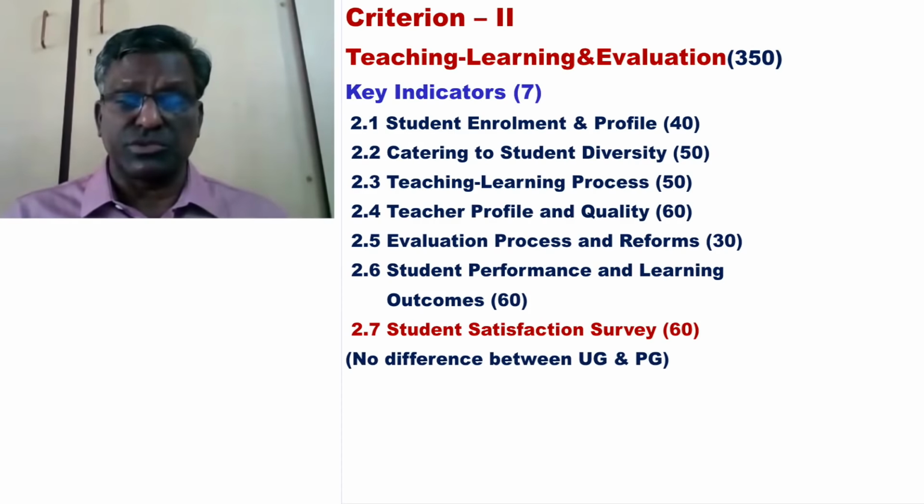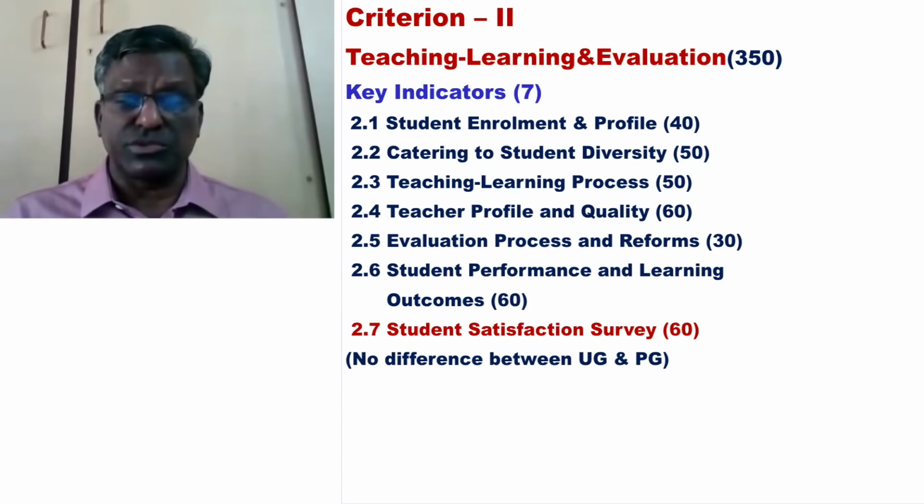An undergraduate college is not expected to do higher order research, whereas universities are supposed to do good quality research, so therefore this differential treatment. So criterion 3 is research, innovations, and extension. In fact, there are 7 criteria, but 2 do not apply to affiliated and constituent colleges.